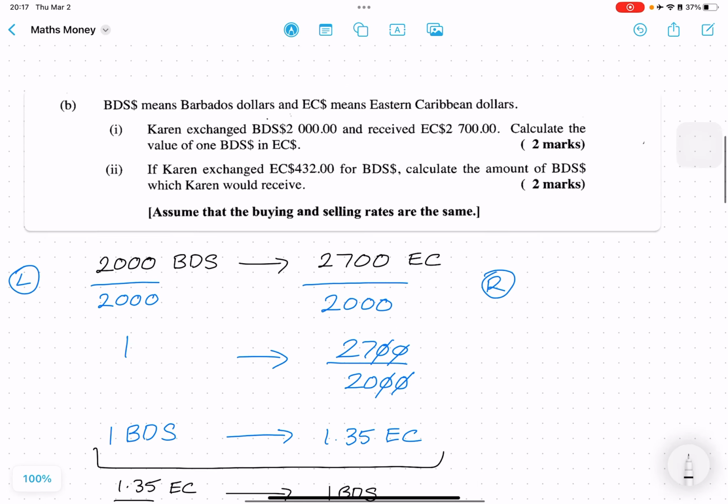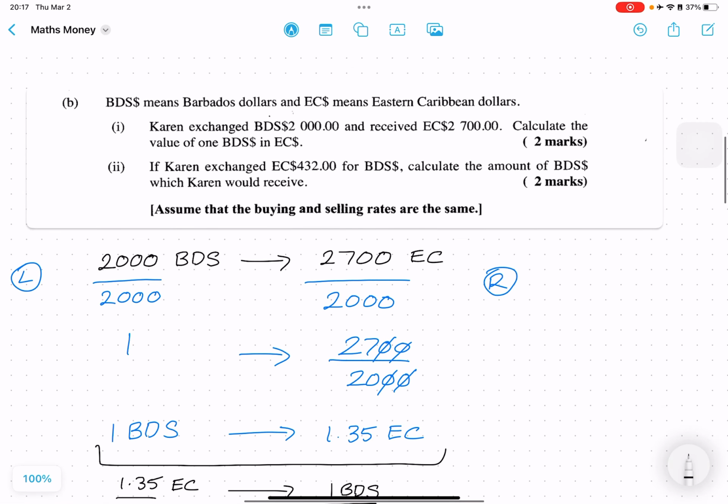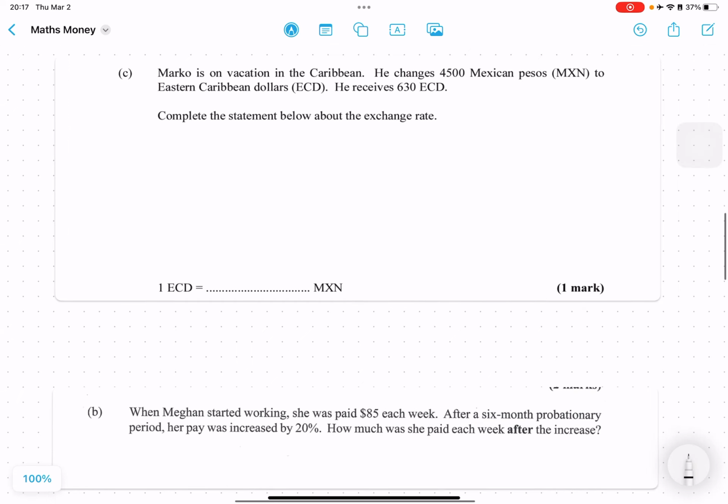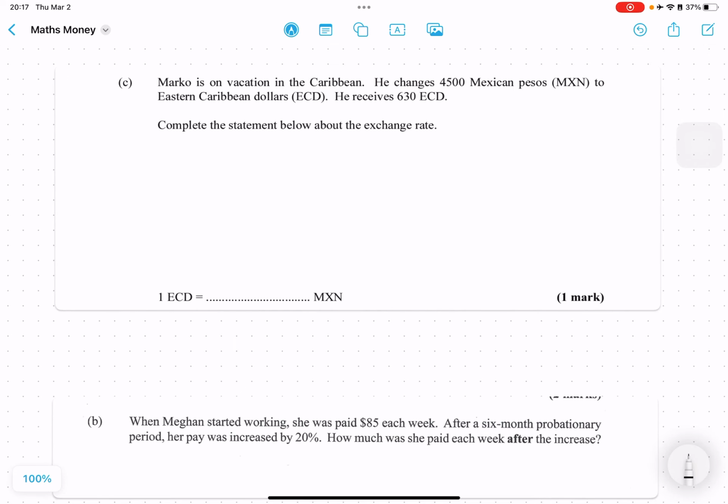Alright, and that is how we do these conversion questions. It's like the beginning of algebra where you learn the basics. Alright, let's take another example here, a more simple example. Marco is on a vacation in the Caribbean. He changes 4,500 Mexican pesos to Eastern Caribbean dollars, and he received 630 Eastern Caribbean dollars. What they want is us to complete this exchange rate below here.